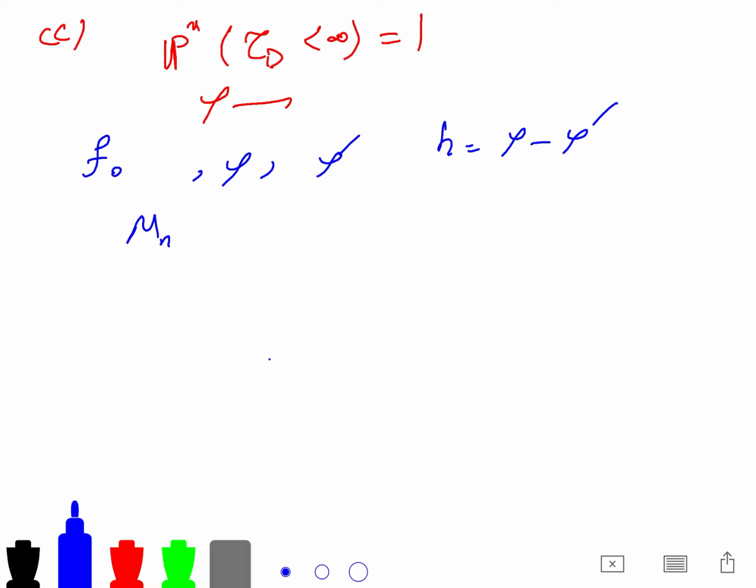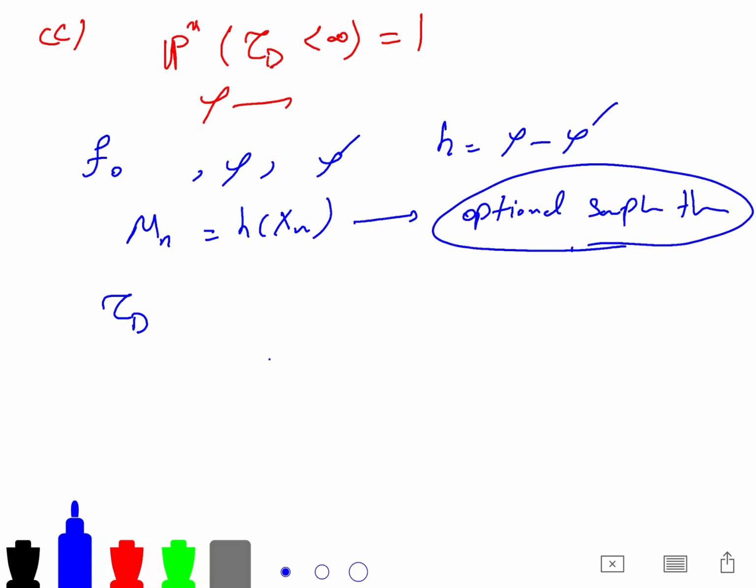Then you know that this is a bounded martingale, because h of X_n is a martingale. When you have a martingale, what comes to your mind is to apply the optional sampling theorem. If you apply the optional sampling theorem at some time, such as tau_D, we have h(x) equal to the expectation of M0, and this is just using the optional sampling theorem.